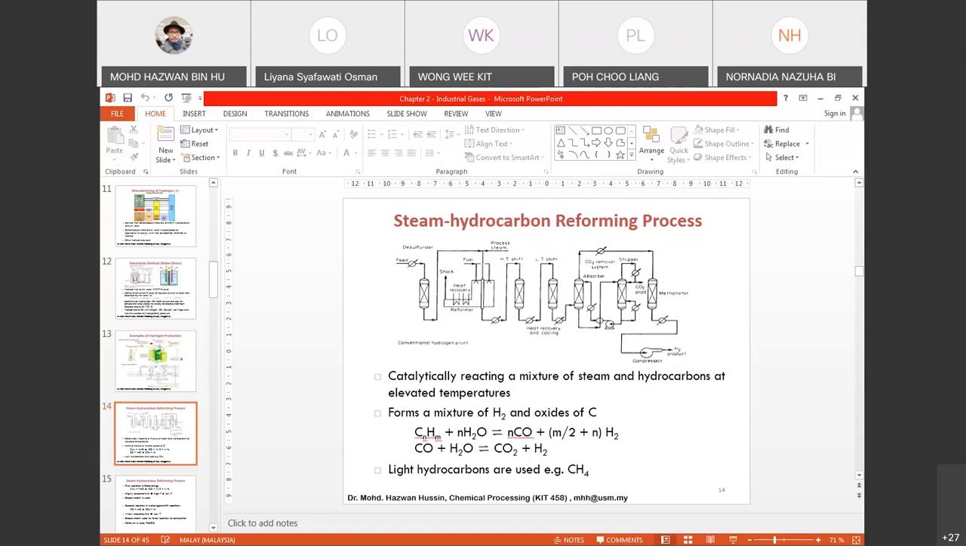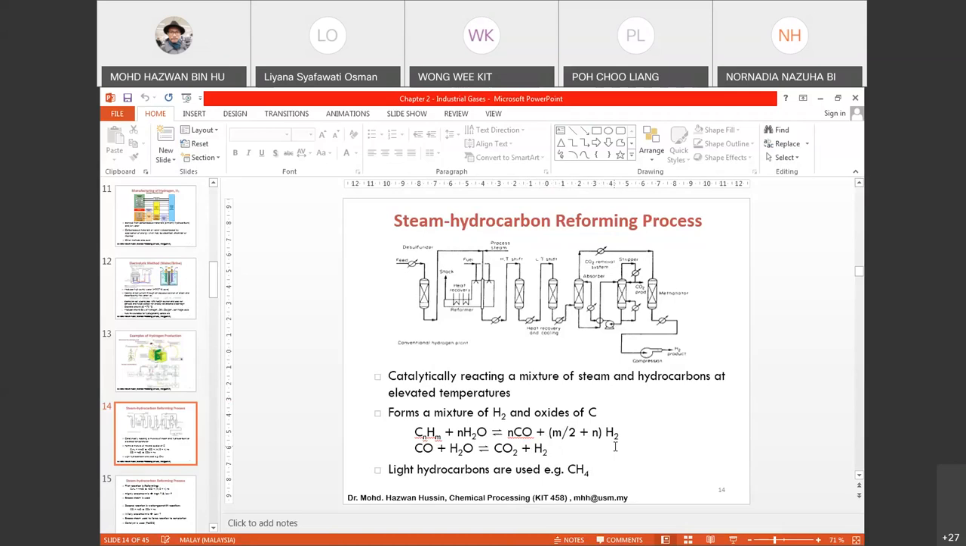So if you can see over here, this is actually the example. You have a hydrocarbon, empirical formula, reacted with water or steam. Then what you will get at first will be carbon monoxide plus hydrogen gas. This carbon monoxide can later be reacted with steam to produce carbon dioxide plus hydrogen gas again. So the two steps can produce two times the hydrogen gas.